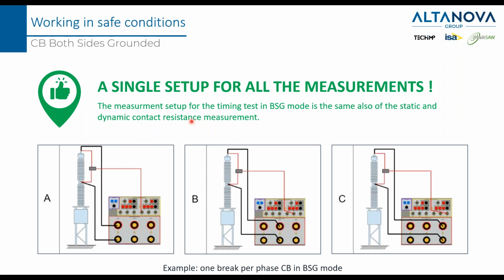So what we said is that we are looking for small variation of resistances. What you need is to use the same setup that you are using for static and dynamic contact resistance, and the same setup can be used also for time measurement. In conclusion, with a single setup, you do everything: timing, static resistance, and also contact resistance. This is the advantage to do the test in both sides grounded mode.